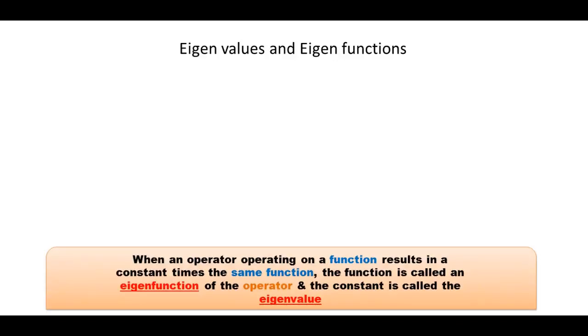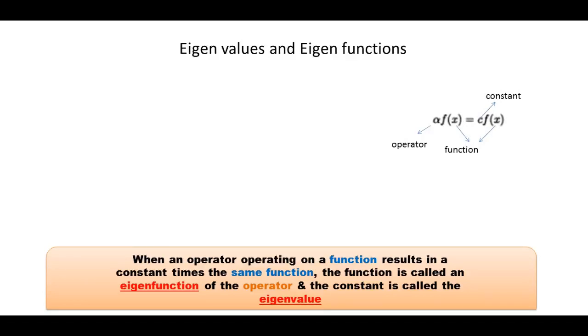Now I am going to introduce two new terms, eigenvalues and eigenfunctions, and explain. When an operator operating on a function results in a constant times the same function, then such a function is called an eigenfunction, and the constant is called the eigenvalue. So here is the example: A into f of x is equal to c into f of x. Here A is the operator, f of x represents the function, and c is any constant.